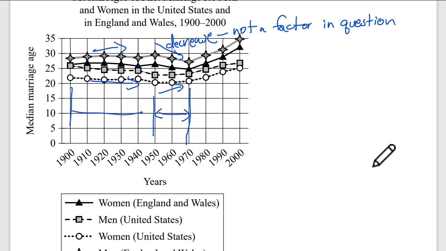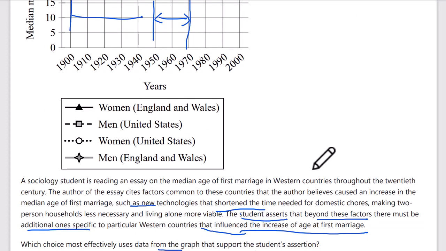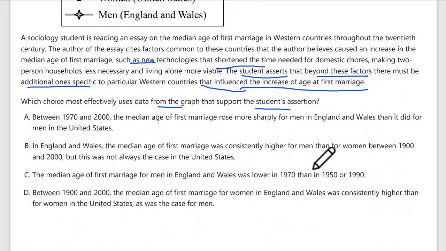What's going on here? Well, we have the US going up, but it looks like England going up faster. So that's another difference, and those are both increases. So let's take a look at our answer options. Between 1970 and 2000, the median age of first marriage rose more sharply for men in England than it did for men in the United States.